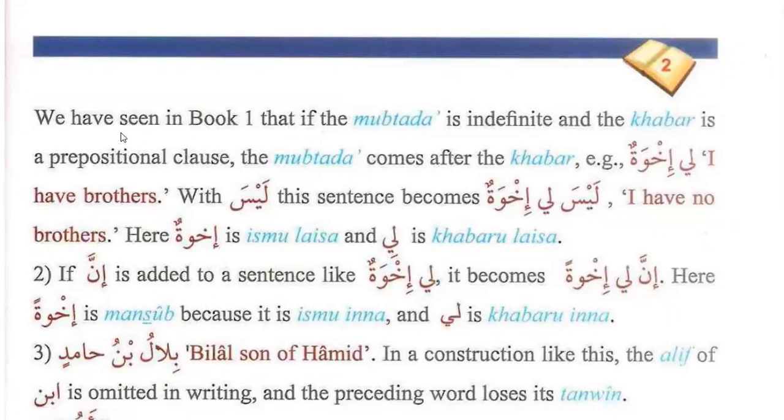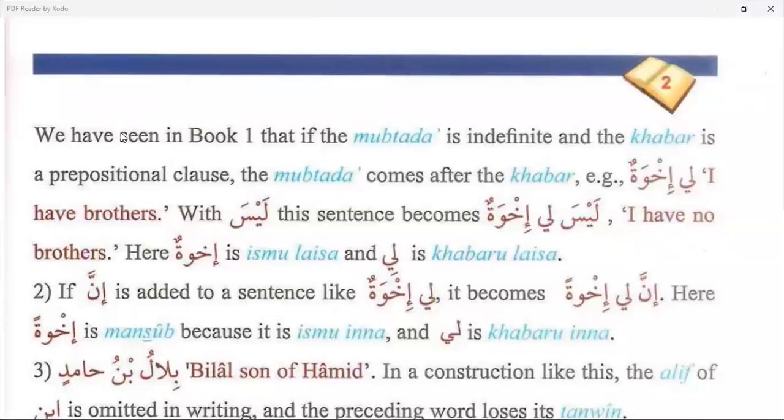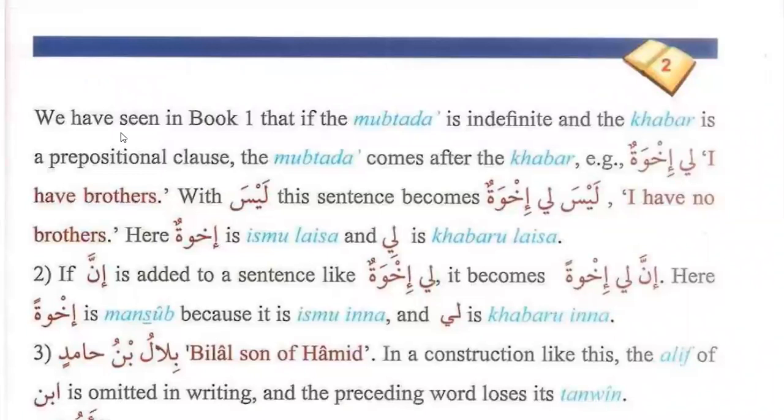Miss Satya? Read. Assalamualaikum. Waalaikum assalam. We have seen in the book 1 that if the mubtada is indefinite and the khabar is prepositional clause, the mubtada comes after the khabar. Example, li ikwatun, I have brothers. With Laysa, this sentence becomes Laysa li ikwatun, I have no brothers. Here ikwatun is ismu Laysa and li is khabaru Laysa.